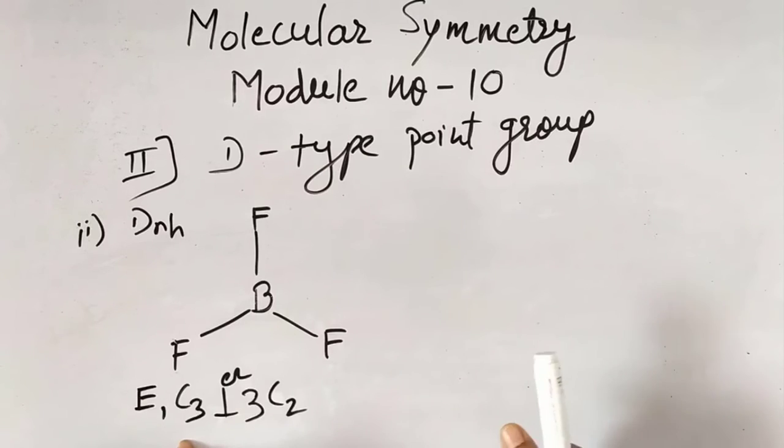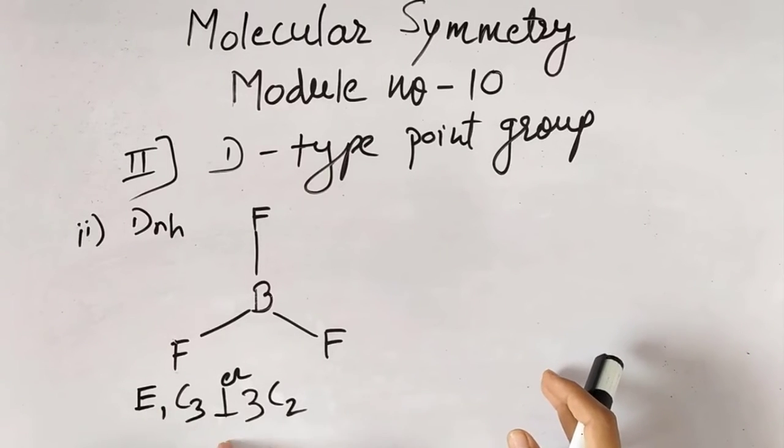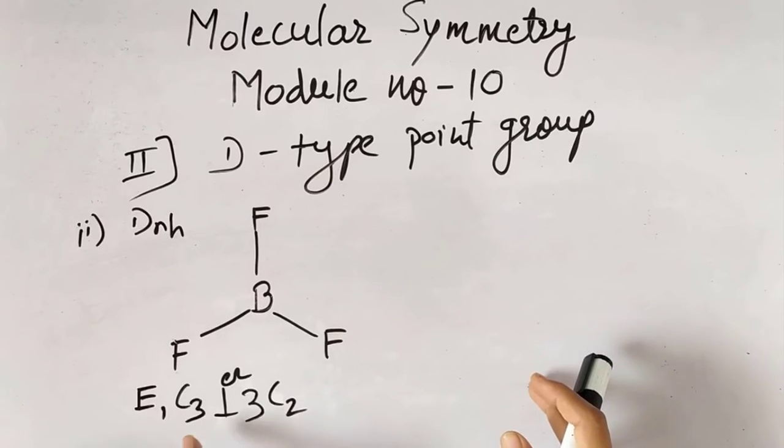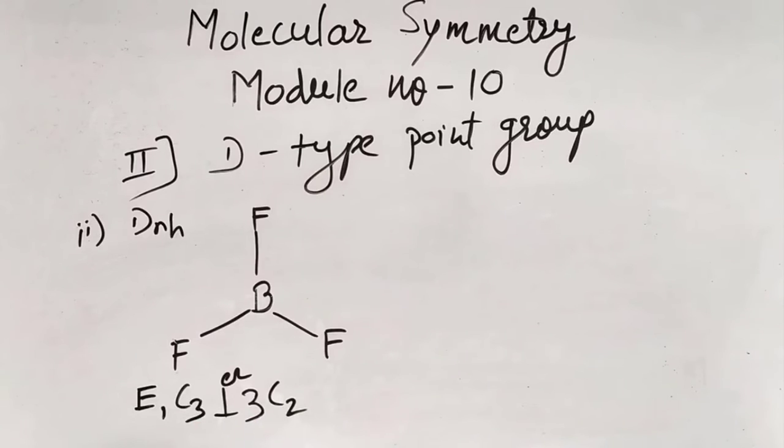Does it satisfy the definition of D? What's the definition of D or Dn? Cn perpendicular to n C2s. So here we have C3 perpendicular to 3 C2s. So collectively they will be written as D. First of all, we will list out all the symmetry elements and then we will write down the total final point group. Then according to the sequence, what next symmetry element do we have to check for?